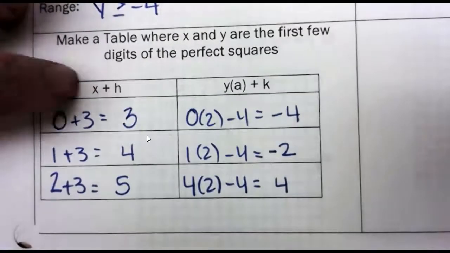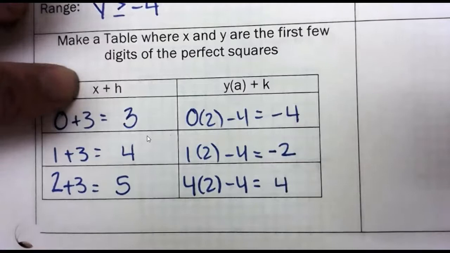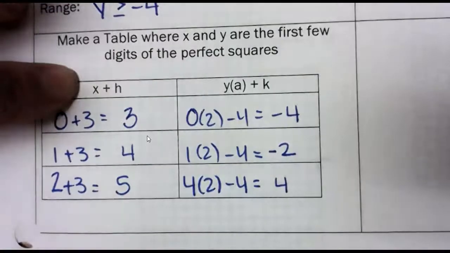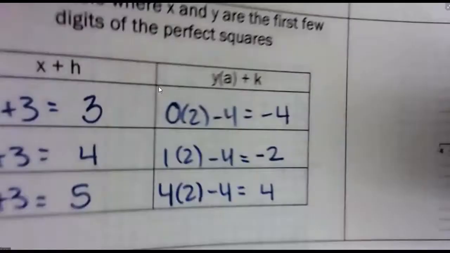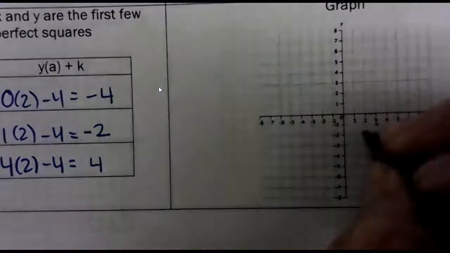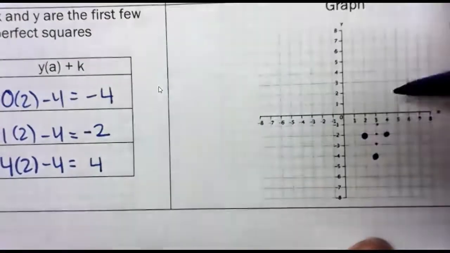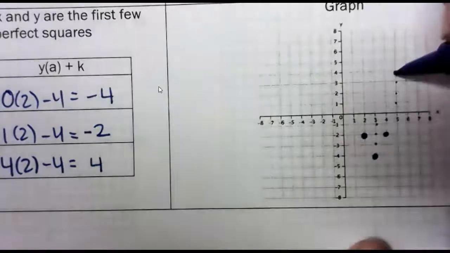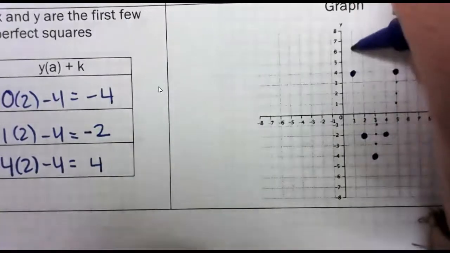Okay, we have 3, -4; 4, -2. If I have the point 4, -2, where's my other point? Everybody know? 2, -2. Good. And if I have the point 5, 4, awesome.